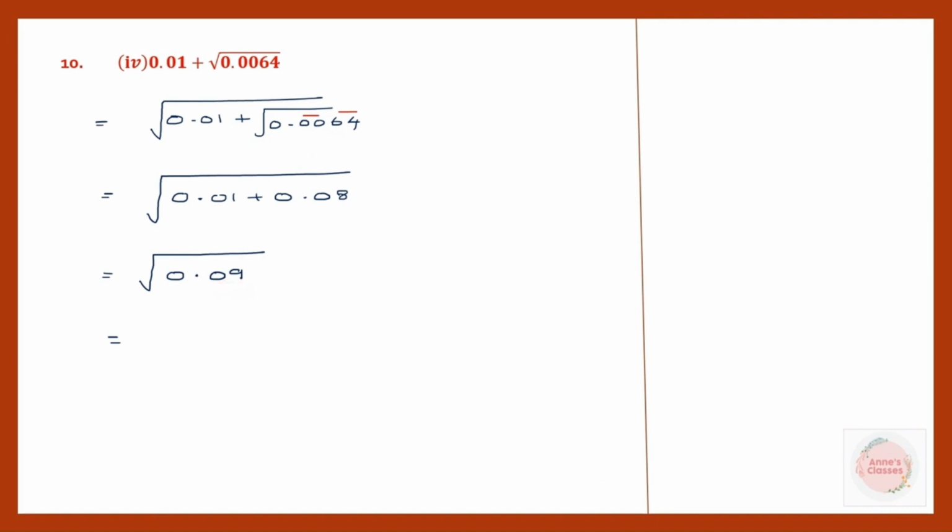So what we do is we write 0 point and we find the square root of 9, and the square root of 9 is 3. Okay, so this is our final answer. 0.3 is the square root of this question that is given to us.